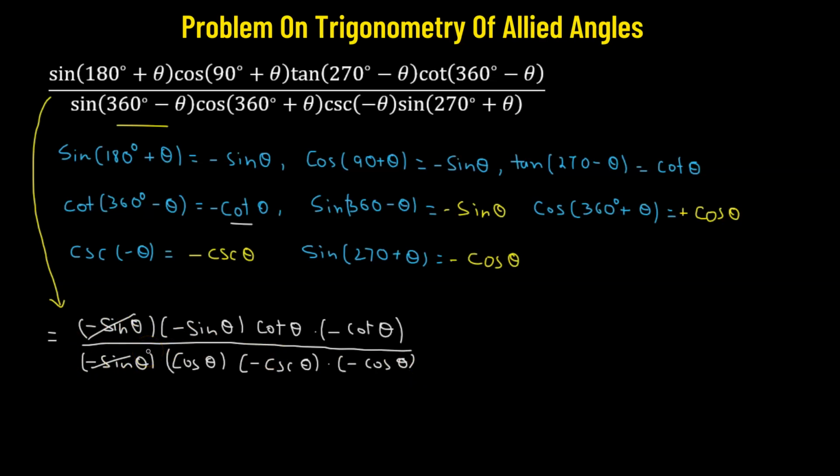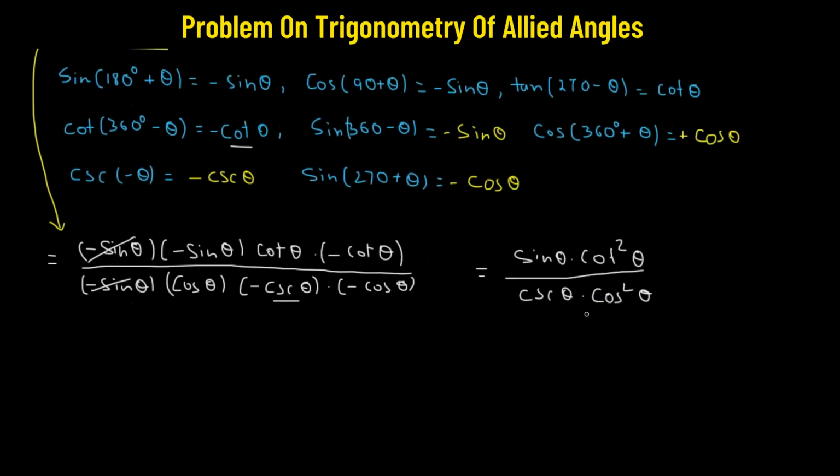Now we are left with, negative times negative will be positive. So positive sine theta times cotangent squared theta in the numerator, whole divided by, negative and negative will be positive, cosecant theta multiplied by cosine theta times cosine theta, so that's cosine squared theta. Now we know that the cosecant function is the reciprocal of the sine function, so this will go to the numerator and combine with sine theta to give us sine squared theta.